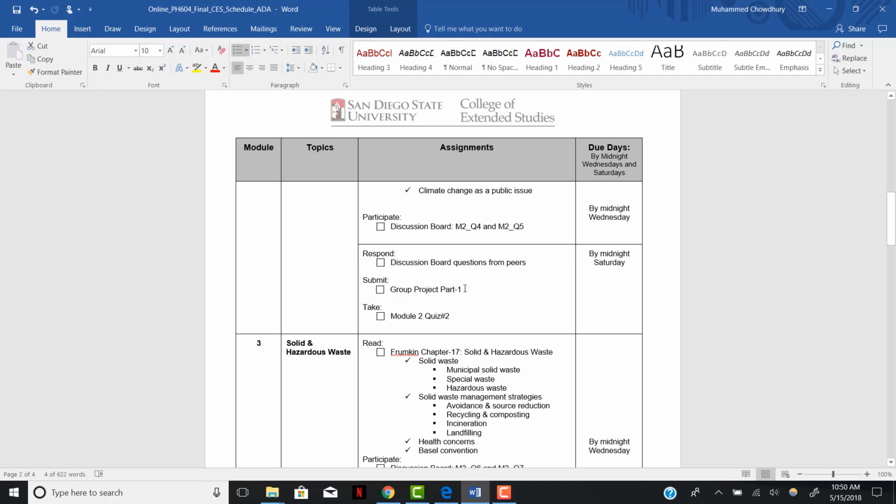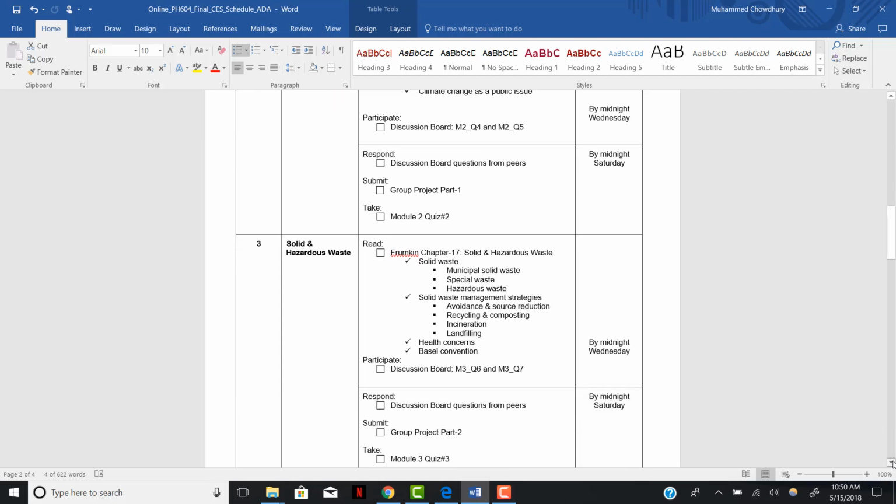The part 1 group project can be found in the syllabus with more details, what to expect and how to develop it. Of course, I'll be available if you have any questions so that I can help you along the way if things look confusing.